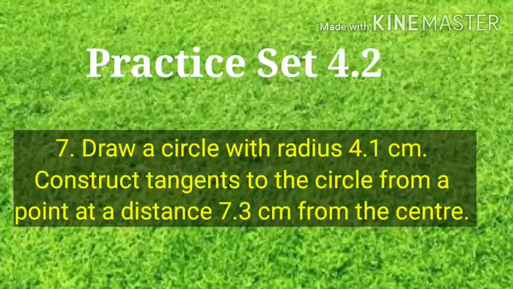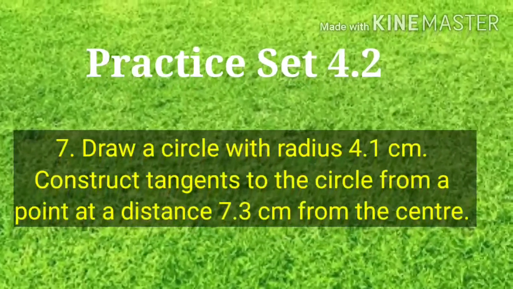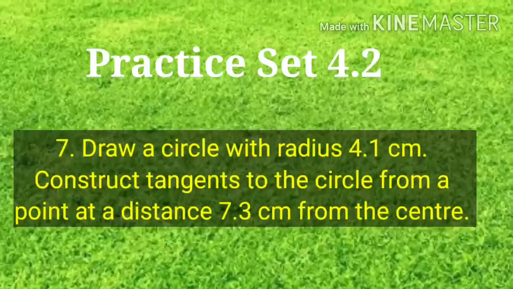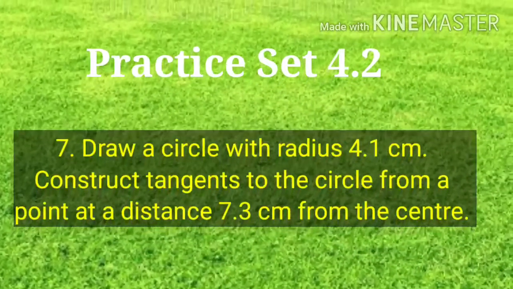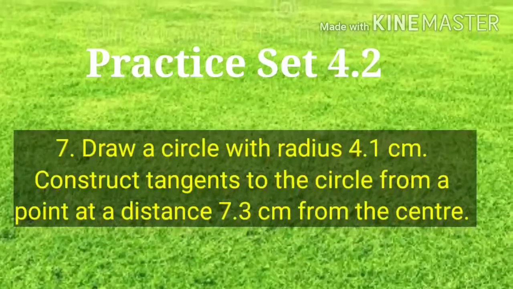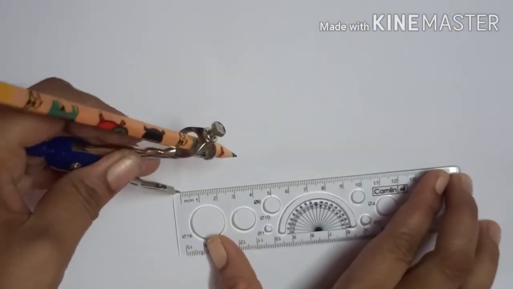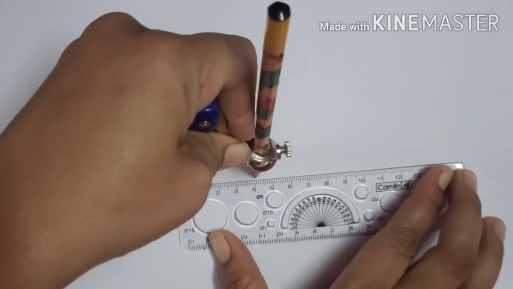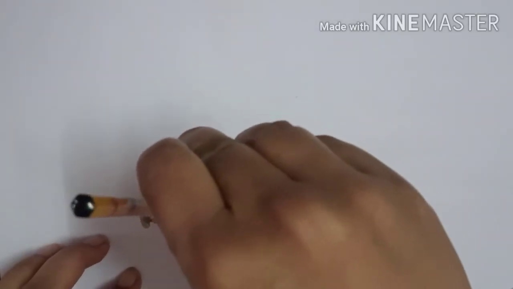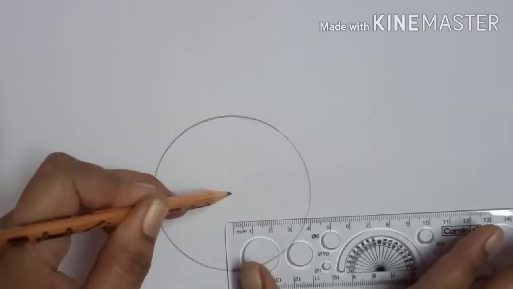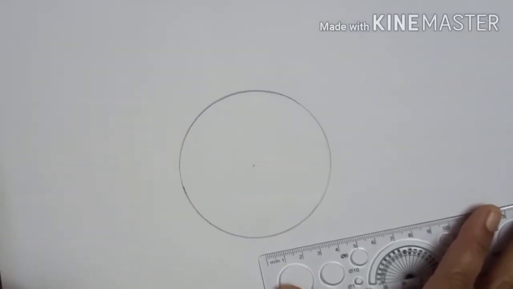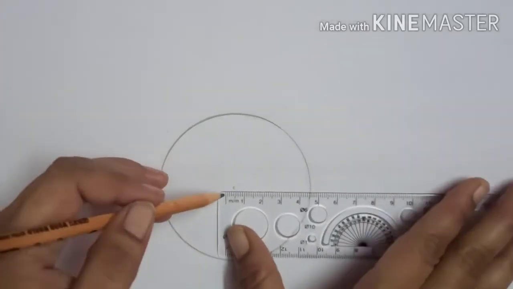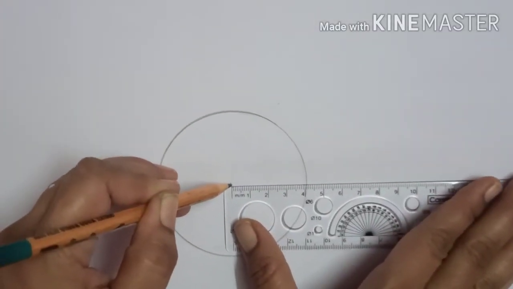Now we will move on to question number 7. Draw a circle with radius 4.1 cm. Construct tangents to the circle from a point at a distance 7.3 cm from the center. First, draw a circle with radius 4.1 cm and with center O. Take any point P at a distance of 7.3 cm from the center of the circle O.